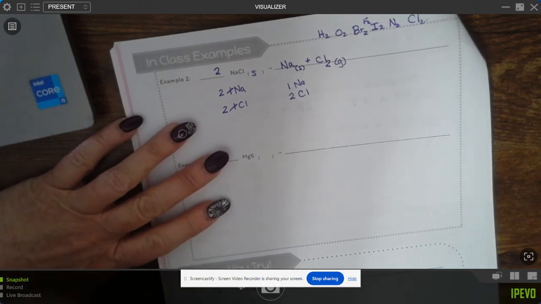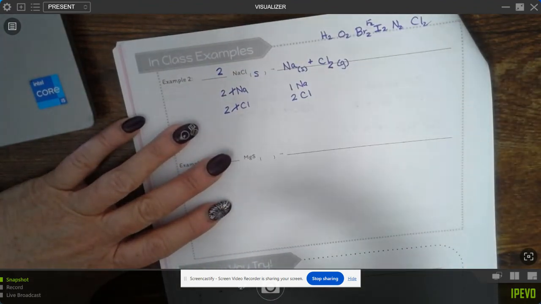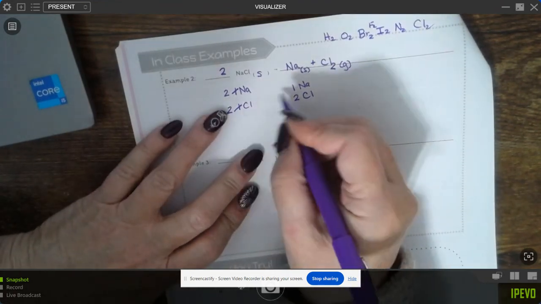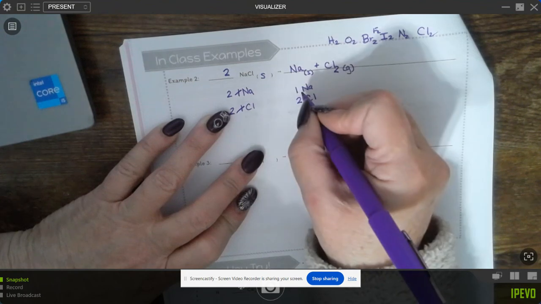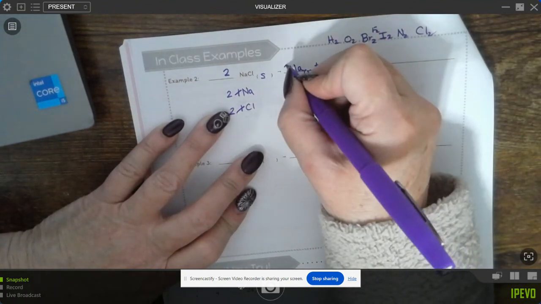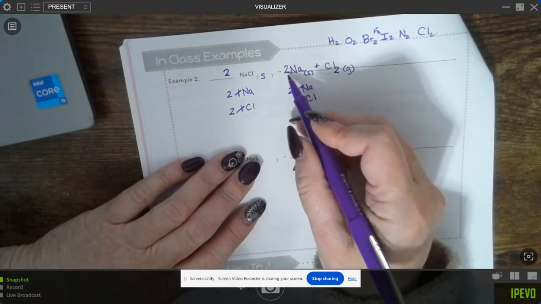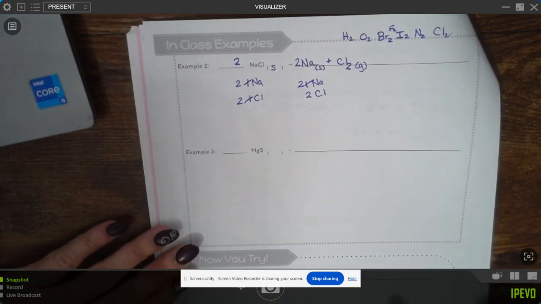So when you do a coefficient, you've got to put it out front and it will change things. So you kind of have to go back and forth. Here I have 2 sodium in the reactants, 1 sodium in the product. So I'm going to put a 2 here, which now gives me 2 sodium, 2 chlorine on each side. So my equation is balanced.